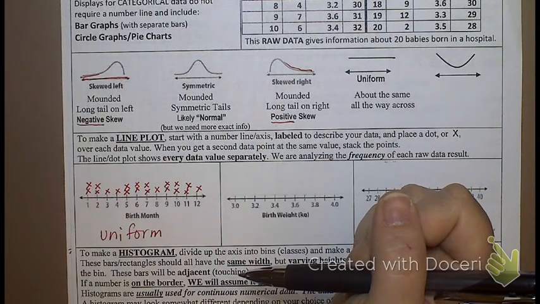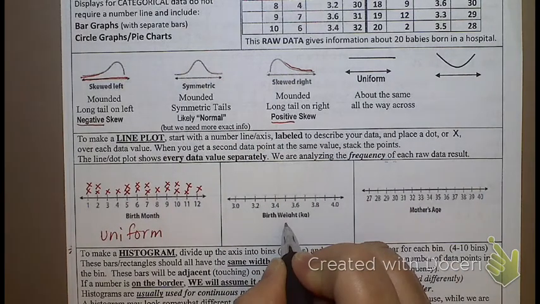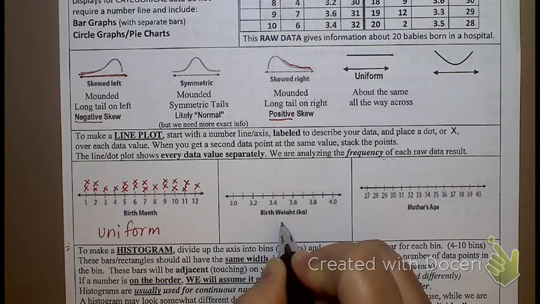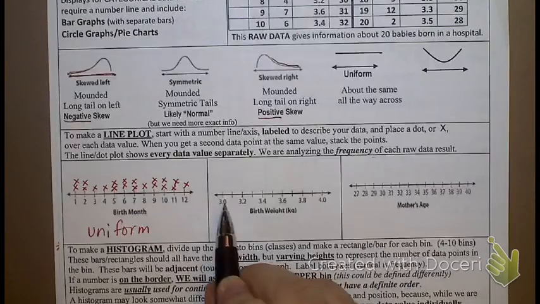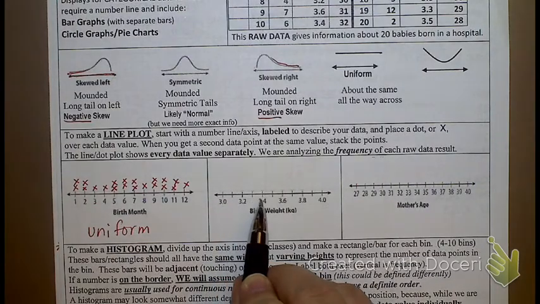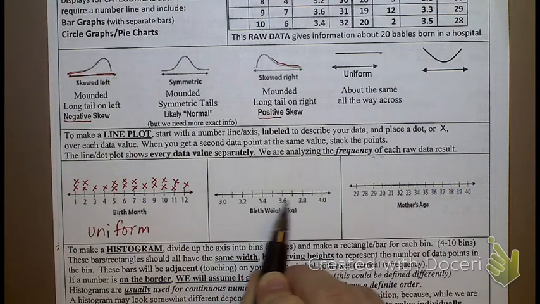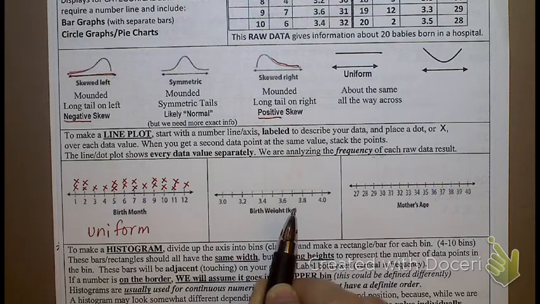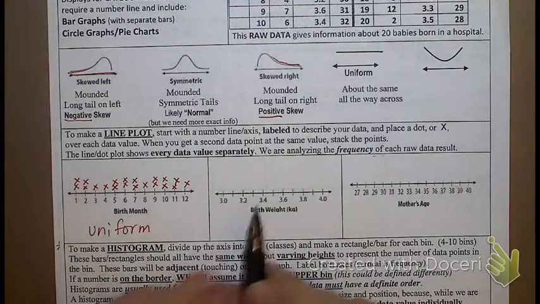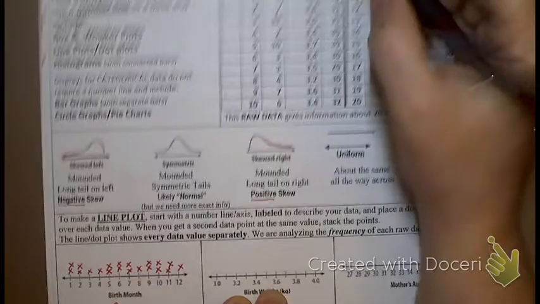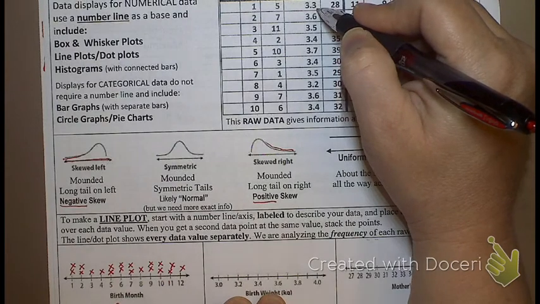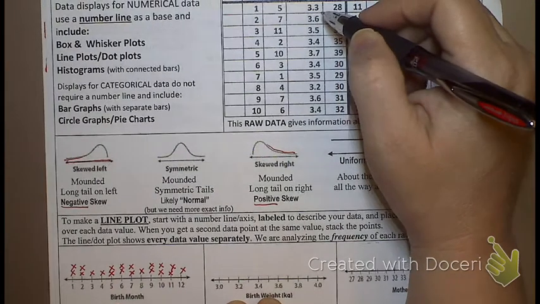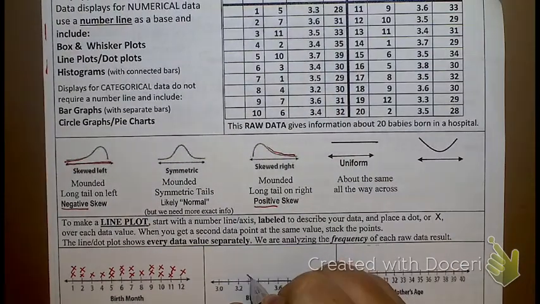All right, now let's make one for birth weight. That's information in my chart, right? Now, how do we have this broken up? 3.0, 3.1, 3.2, 3.3. So it looks like every line is 0.1. Again, this is something that has to have this number line to start off with. So I'm going to look at birth weight. The first baby's birth weight is 3.3. So I'm going to put that right there.